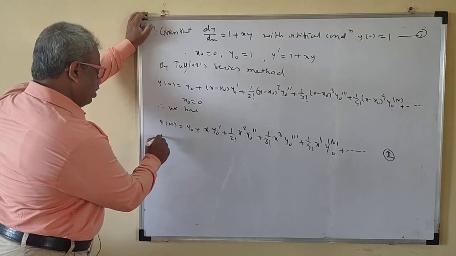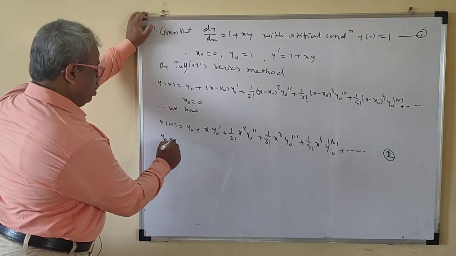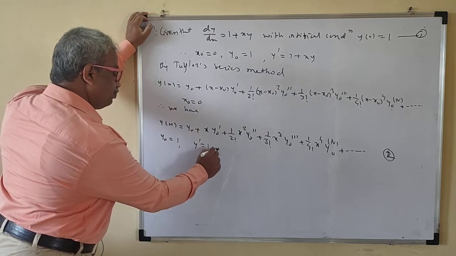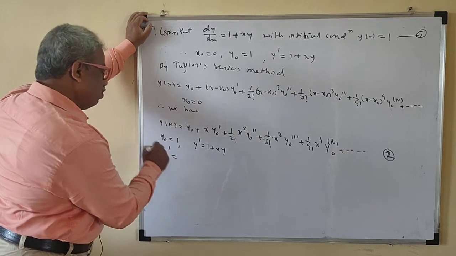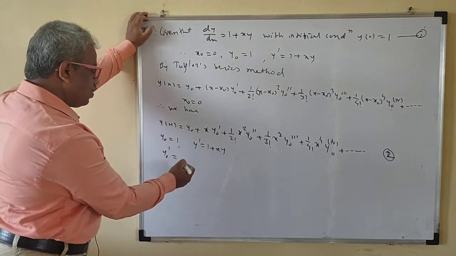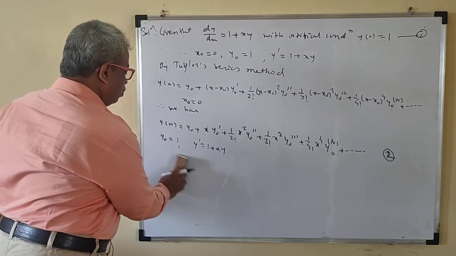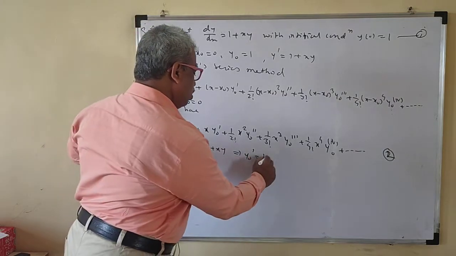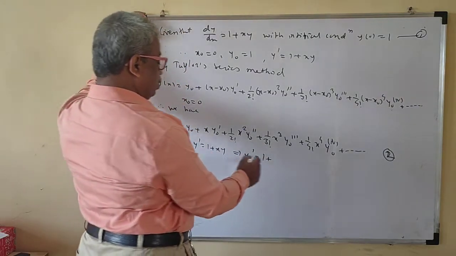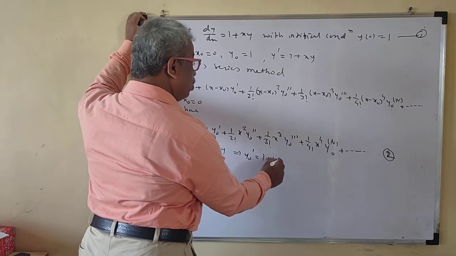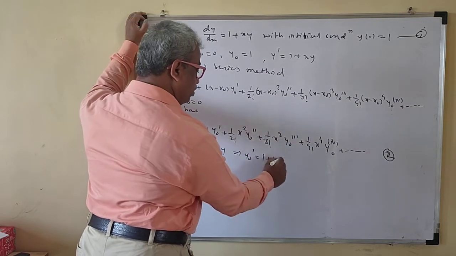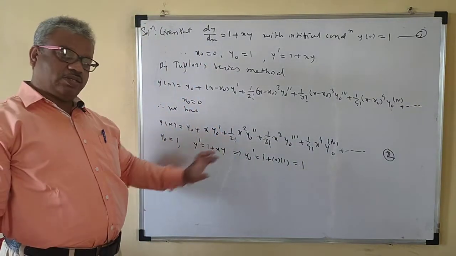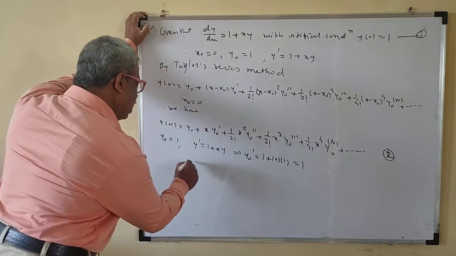Now here y naught is 1. Your y prime is 1 plus xy. Therefore we find y naught prime. y naught prime is equal to 1 plus x naught y naught. Your x is 0 and y is 1, so 0 into 1, and y naught prime is 1 now.